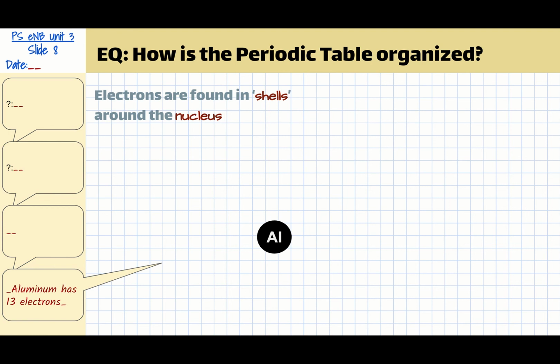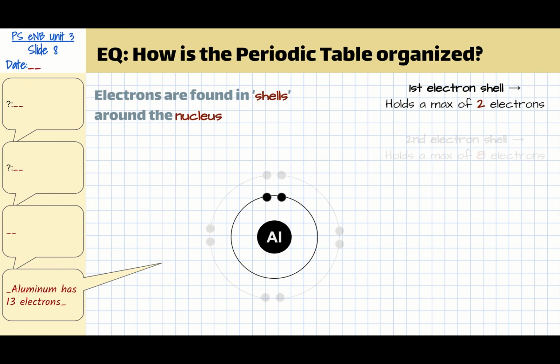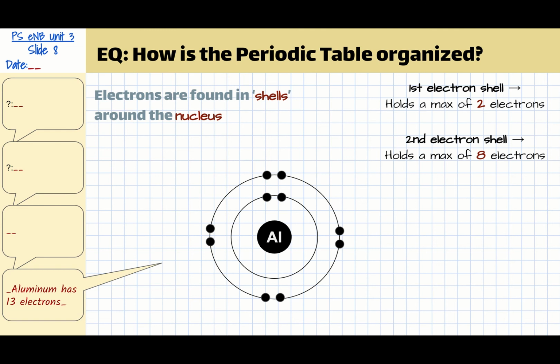This is easiest to learn by looking at examples. So aluminum has 13 electrons. The inner shell, the shell that's closest to the nucleus, can hold a max of 2 electrons. And that's not just true for aluminum, that's true for any type of atom or any element. So the first electron shell holds 2 electrons. The second electron shell can hold a maximum of 8 electrons.